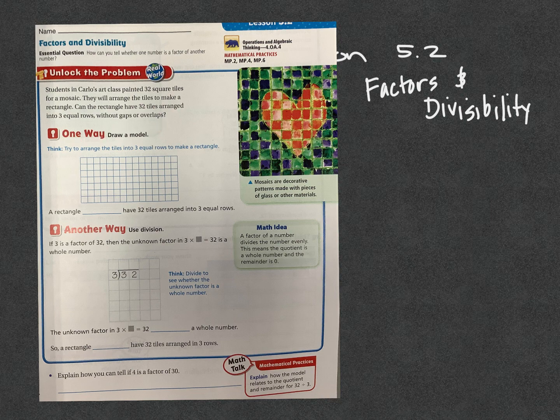So let's go back and look at the problem again. They're doing 32 square tiles, and they're going to arrange the tiles to make the rectangle. We need it to be a rectangle, and we're doing that with 3 equal rows. So I'll go ahead and draw out my 3. I need a different color there. Okay, here we go. 1, 2, 3 rows. And remember, I want to keep it a rectangle.